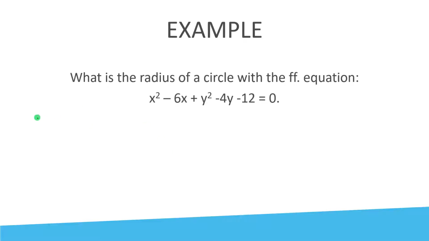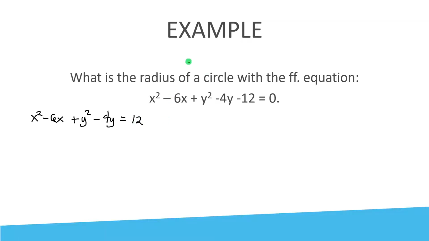First, rewrite the problem: plus y squared minus 4y. So I will transpose negative 12 to the right hand side. We will have positive 12.